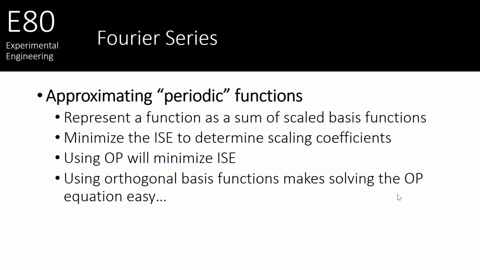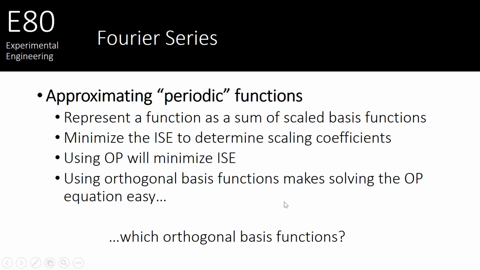So first we talked about representing a function as a sum of scaled basis functions. We just went through that. Then we talked about minimizing the integrated squared error to determine those scaling coefficients, the c sub k values. We then presented the orthogonality principle and talked about how that can be used to minimize the integrated squared error. Then we talked about if the basis functions themselves happen to be orthogonal, then it makes solving the orthogonality principle equations easy. It still begs the question which orthogonal basis functions to be used.